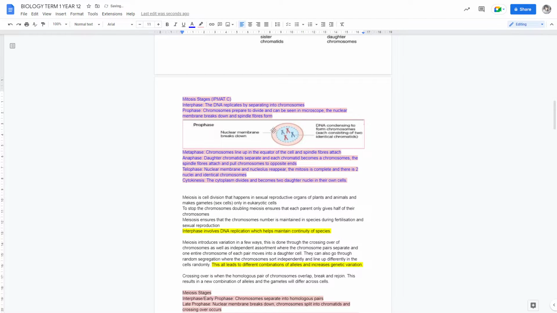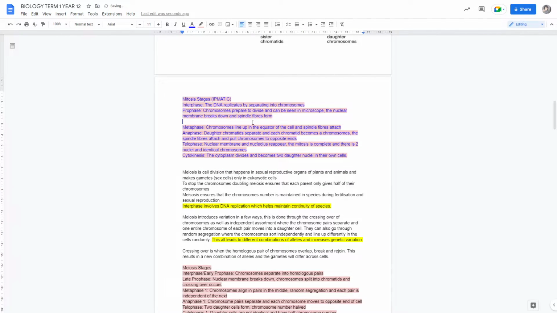As we can see, they have separated into chromosomes. The DNA obviously has separated into chromosomes from a bunch of dots into these, and then it's preparing to divide. The nuclear membrane, that blue line around it, has started to break down, and spindle fibers are forming, which you can draw as two dots and a couple of lines branching off.